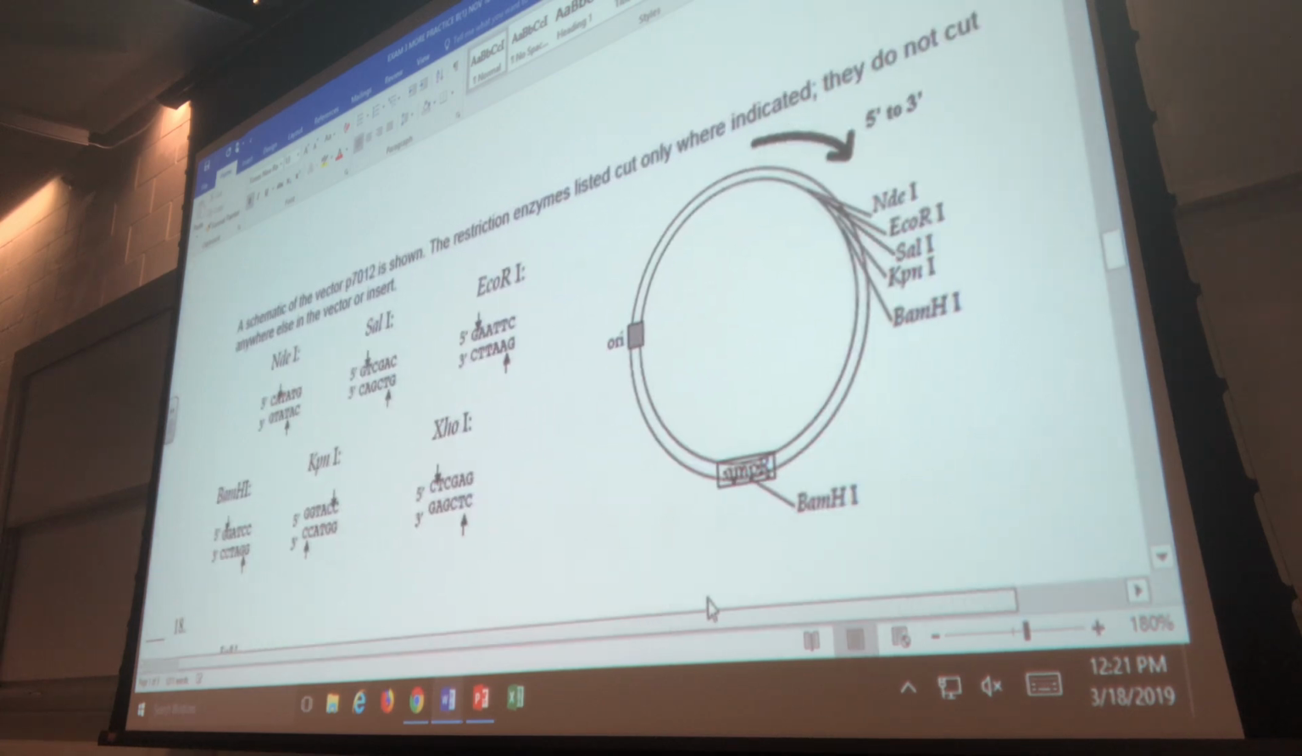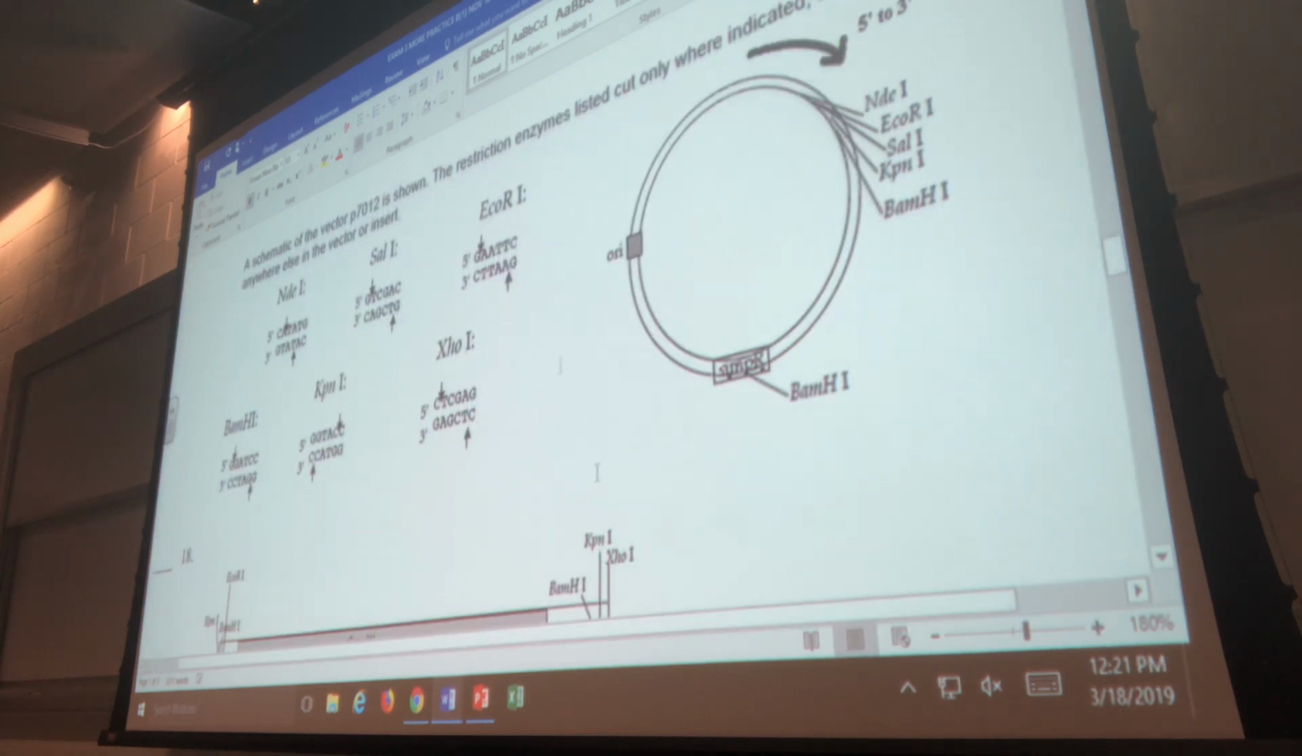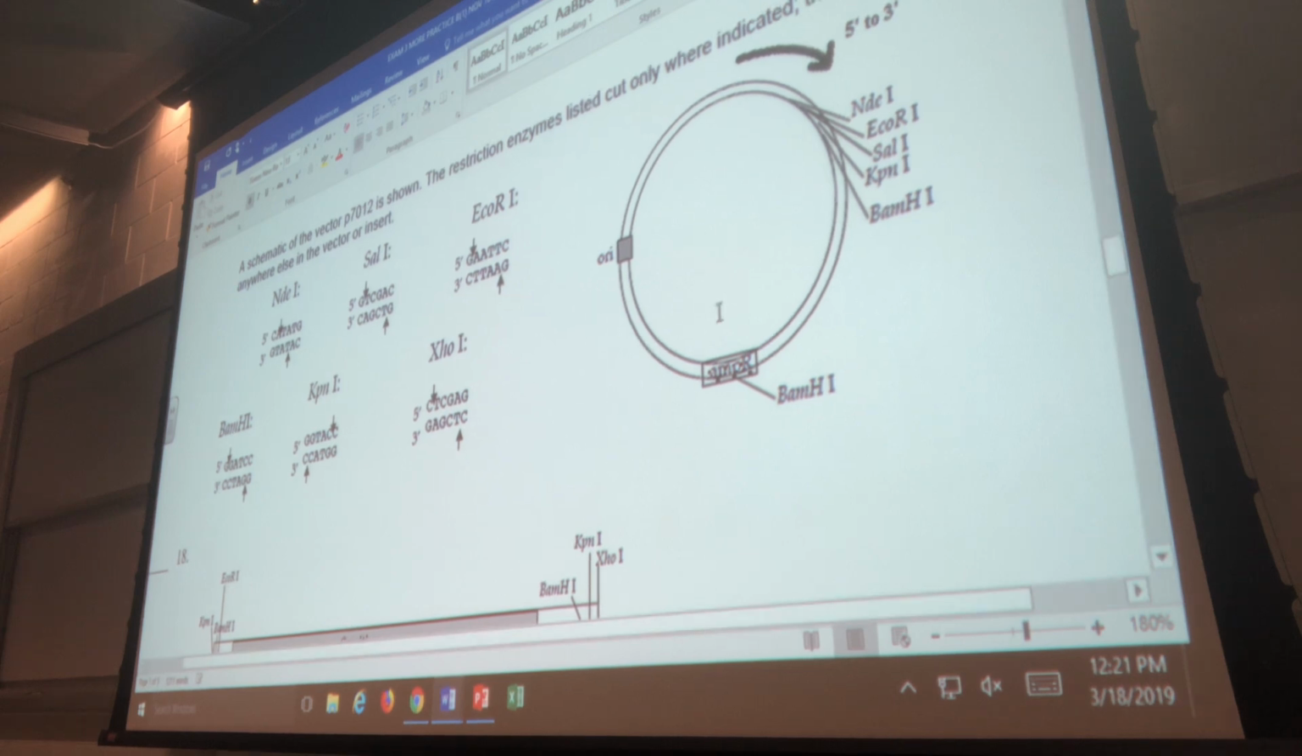This is at the very end of this practice exam, the exam 3 more practice exam. And you are very likely to see a version of this question on exam 3 as well. It is a very important question. So I'll read it out. A schematic of the vector is shown. The restriction enzymes listed cut only where indicated, and they do not cut anywhere else in the vector.